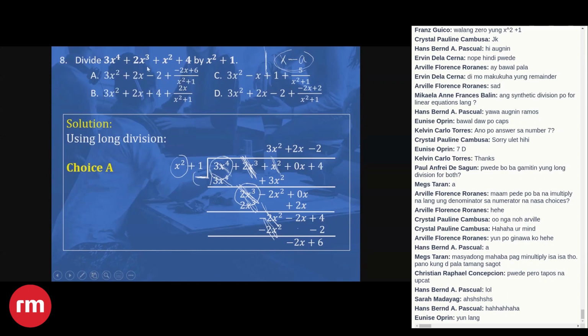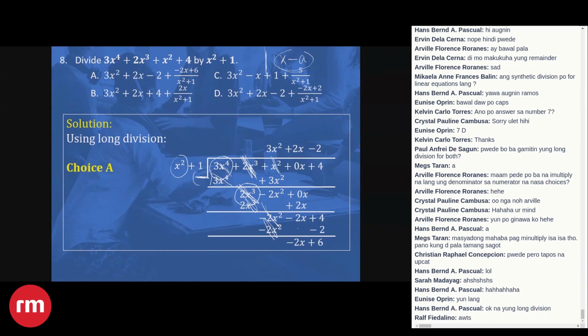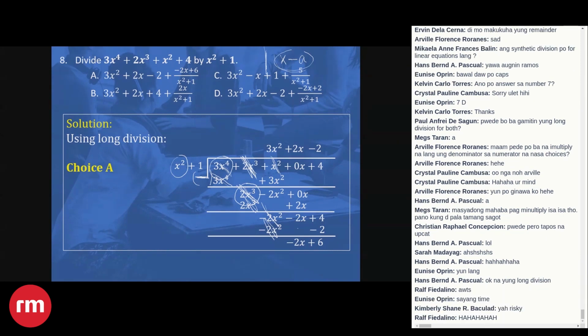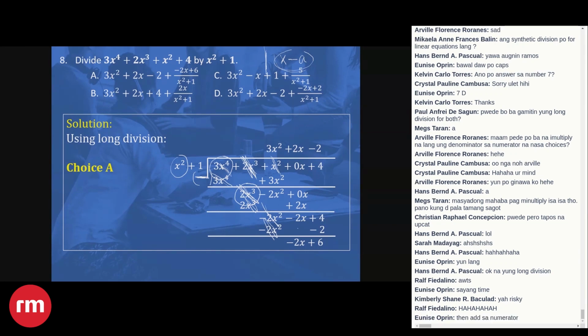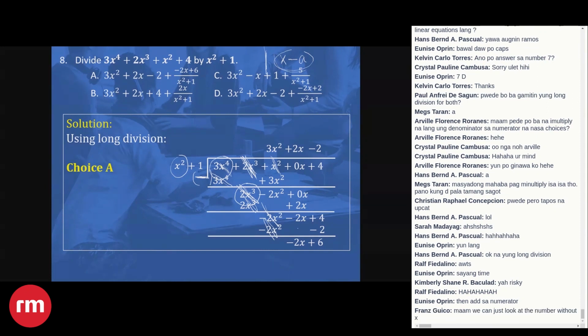You can multiply x squared plus 1 by the quotient here, and add the remainder. Kulang pala yun. After you multiply the denominator, now you don't multiply the numerator with the denominator. You multiply the denominator with the quotient, then you add the remainder in the numerator. That's how you will possibly get this original polynomial 3x raised to 4 plus 2x cubed plus x squared plus 4. Okay? Really, it's not efficient. Even if you do that, it's not efficient. So I suggest you really learn to do long division.